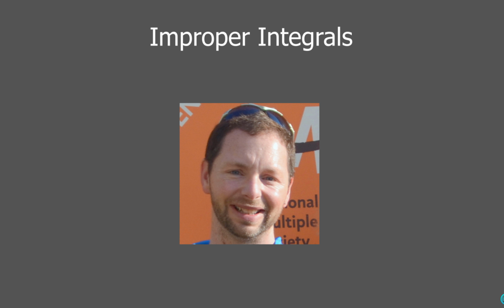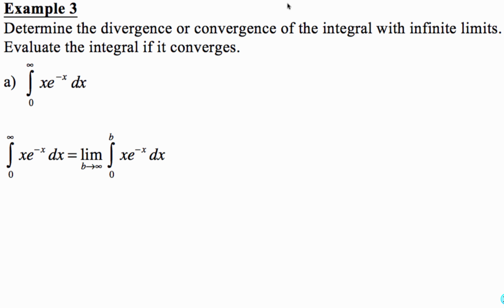This is Miss Muscarella coming at you, and we're going to take a look at another example of improper integrals. Now for example 3, we've got to determine the divergence or convergence of the integral with infinite limits and evaluate the integral if it converges. So we're given this integral. And what we want to recognize is that this piece up here is infinity. So we're going to use the limit process with b going to infinity. So b is going to replace infinity.